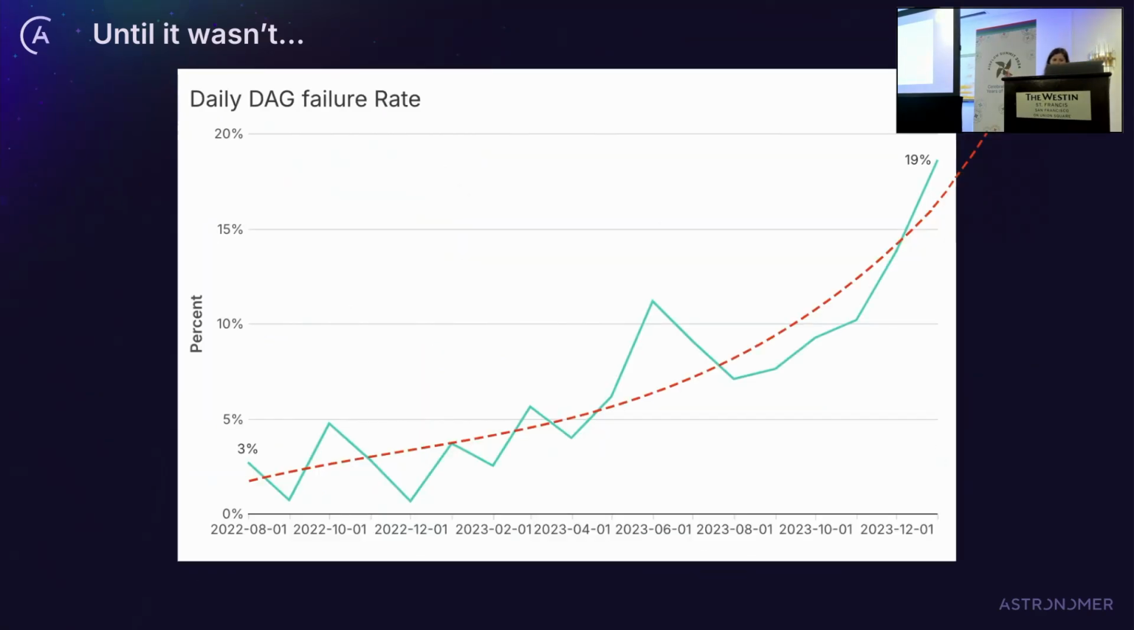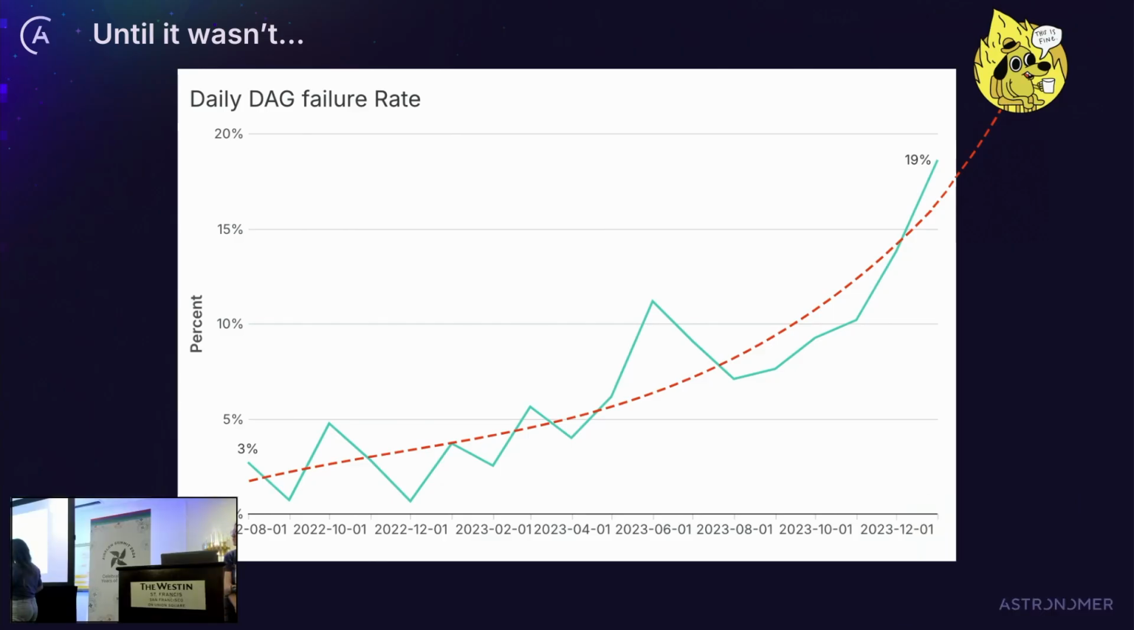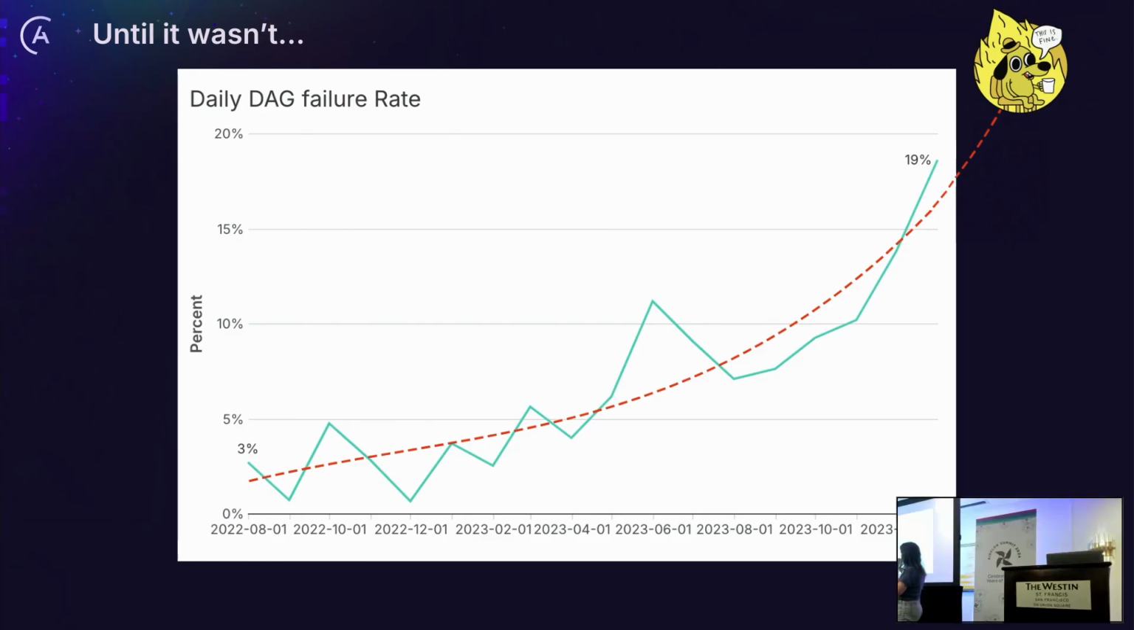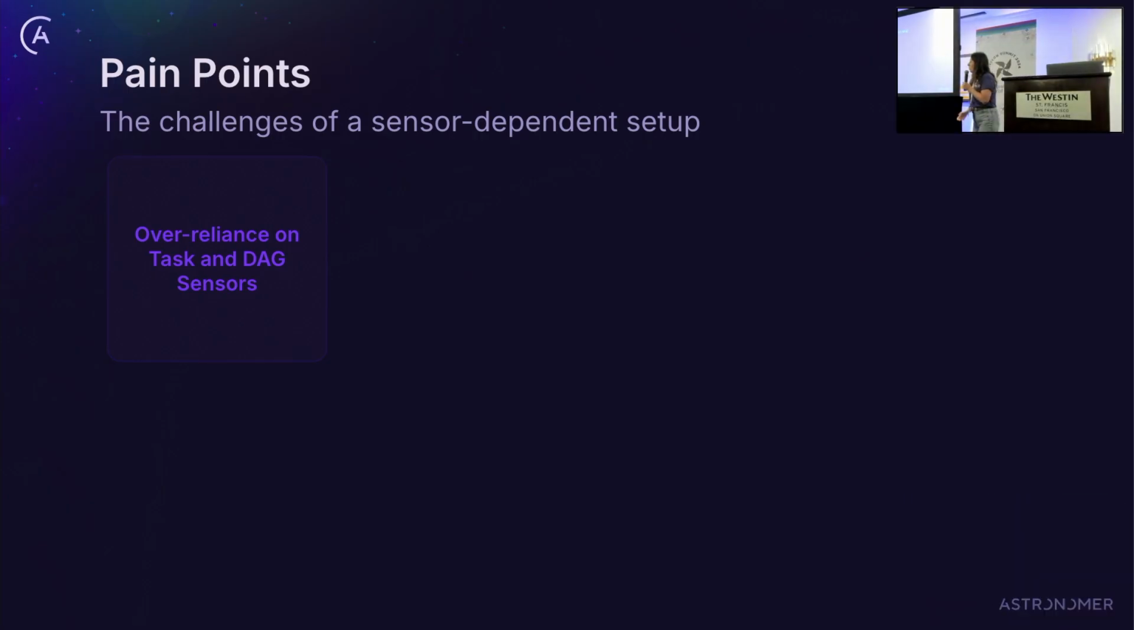Before I get into the why, these are the actual numbers. We are a data science team, so we don't do just qualitative analysis. We also look at numbers. In the course of a little over a year, our failure rate went from 3% to 19%, and that was bad. Now I'm just going to go through why, what are the pain points, the challenges of a setup that is highly dependent on sensors.